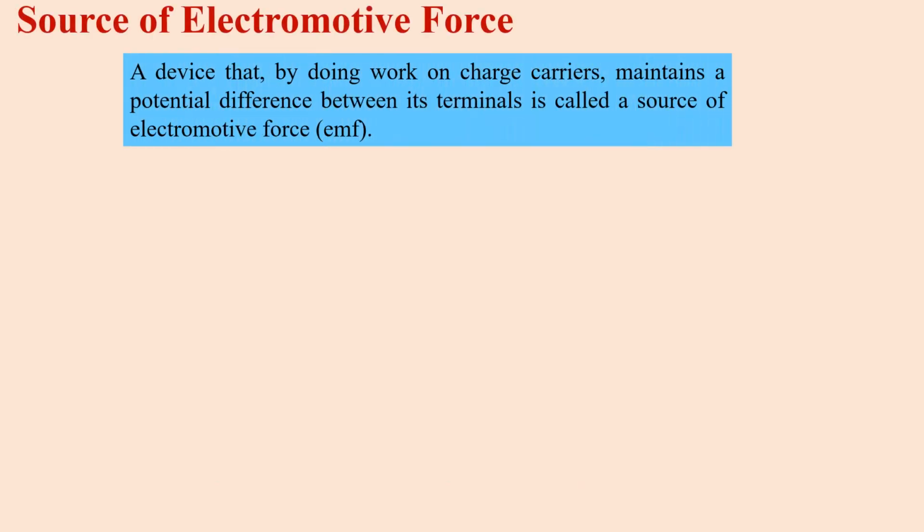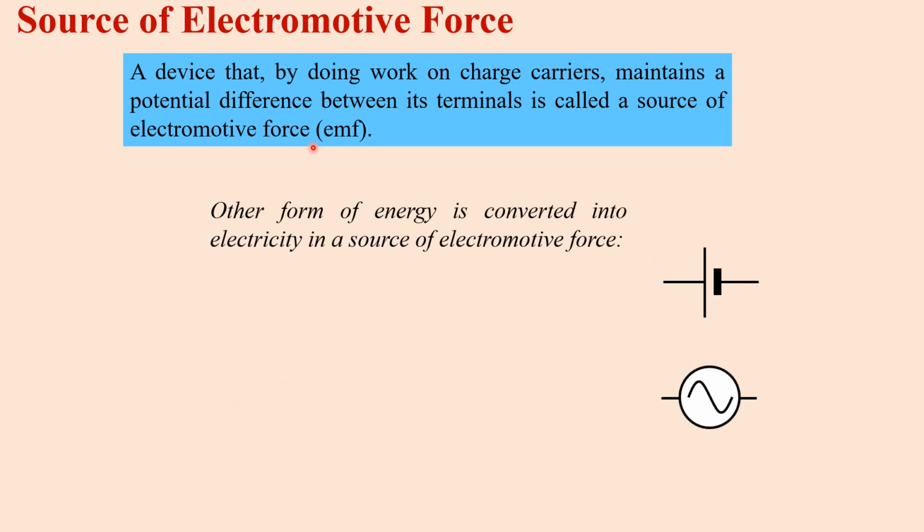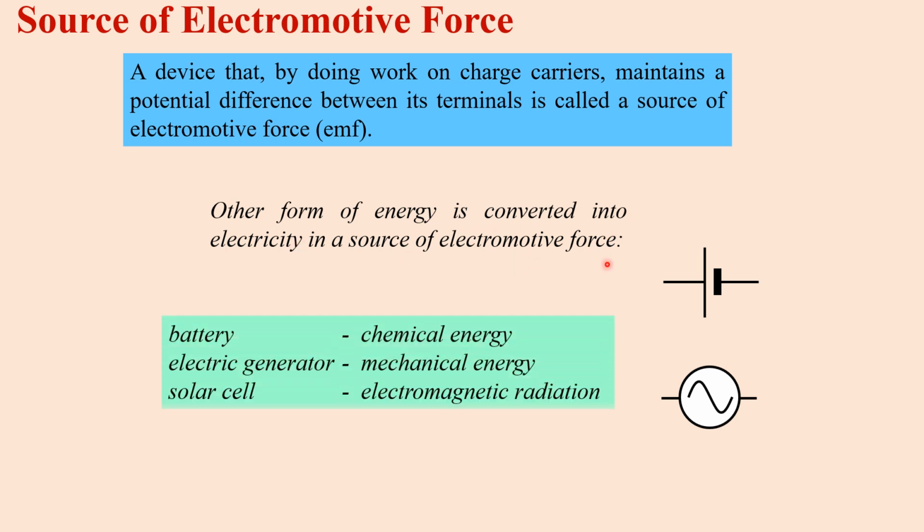Source of electromotive force. A device that, by doing work on charge, maintains a potential difference between its terminals is called a source of electromotive force, EMF, as we have discussed in the previous slide. Other forms of energy are converted into electricity in a source of electromotive force. Battery converts chemical energy into electrical energy. Electric generator converts mechanical energy into electrical energy. Solar cell converts electromagnetic radiation into electrical energy. This symbol shows the source of electromotive force.